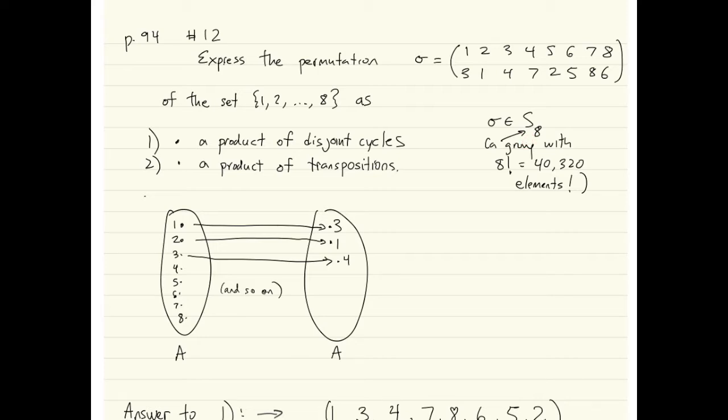First of all, this is a huge group. It has 8 factorial, or that turns out to be 40,320 elements, and sigma is just one of them. It's a function, not a number, and it sends 1 to 3, 2 to 1, and so forth. Here I've drawn schematically what sigma is. It's a function. The input is a set A consisting of numbers 1 through 8. The output is also the same set A, although I was just lazy and wrote only 3 of them. And this sigma sends 1 to 3. That's what this notation up here means. And then it sends 2 to 1, 3 to 4, and so on. I didn't bother writing it all out.